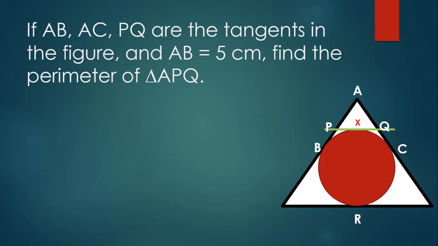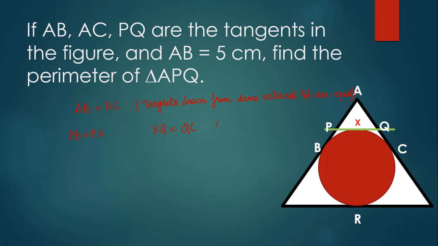Now since AB and AC are tangents and they are drawn from the same external point, we are going to use the first theorem that we have done. AB is equal to AC as tangents drawn from the same external point are equal. Now P can also be considered as an external point, isn't it? So we have two tangents drawn from the point P, PB and PX. So these will also be equal. PB is equal to PX and XQ is equal to QC.